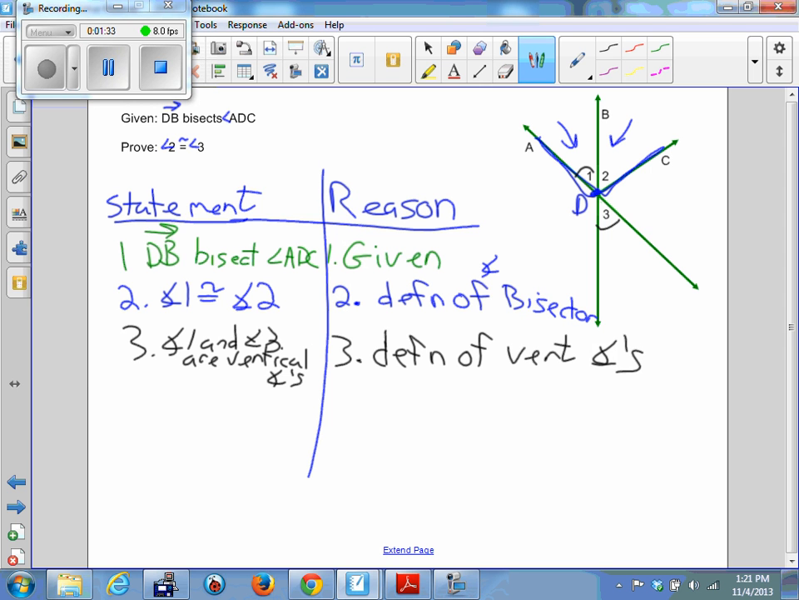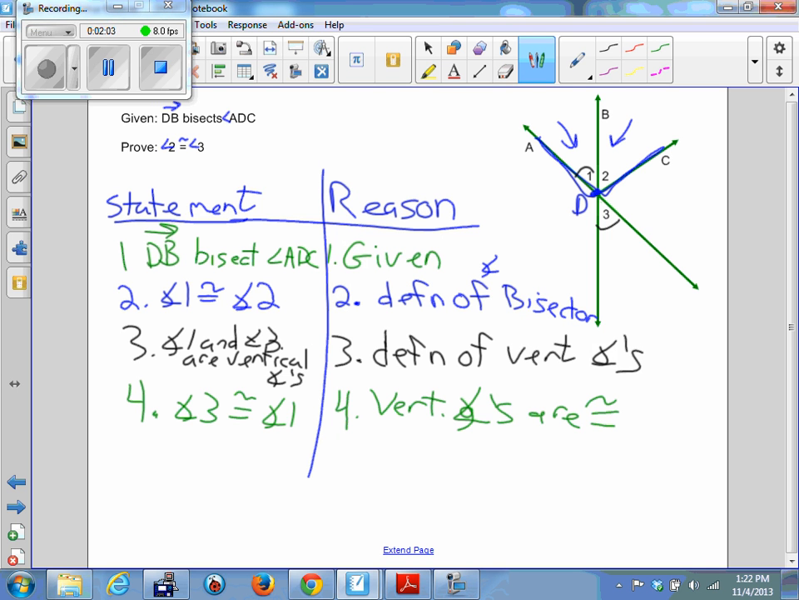Now I'm going to say the congruent statement. So now we are going to say in number 4, angle 3 is congruent to angle 1. That seems backwards, but it's going to help us when we get to transitive property later. So we'll talk about that in a second. The reason for number 4 is vertical angles are congruent. And that's just something that we know, but we still need to write it down.